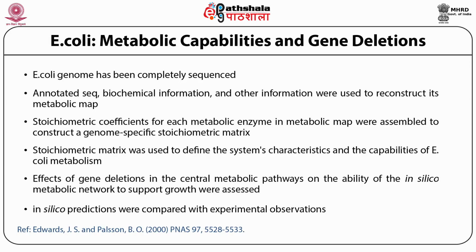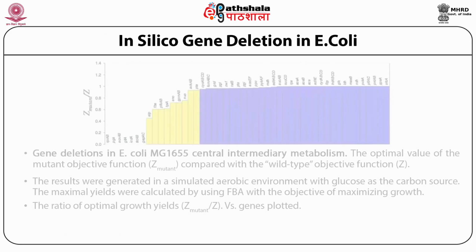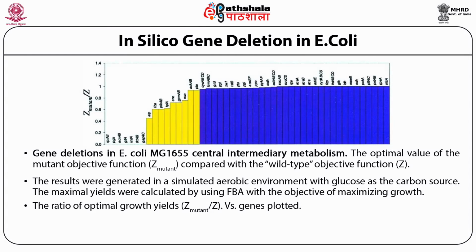And what enzymes? They try to delete every gene deletion possible, and they try to see whether the system allows the growth to happen or becomes zero. In silico gene deletions are shown here. As you see, these dark blue colors show very clearly that those mutations actually don't make any difference, Z mutant by Z, that means it is almost 100%.